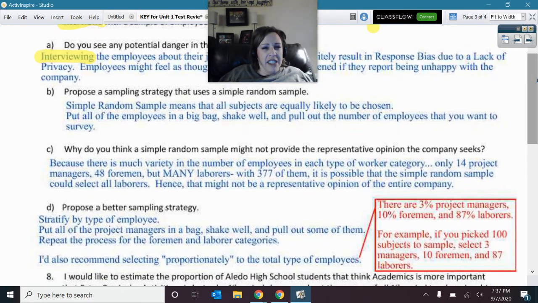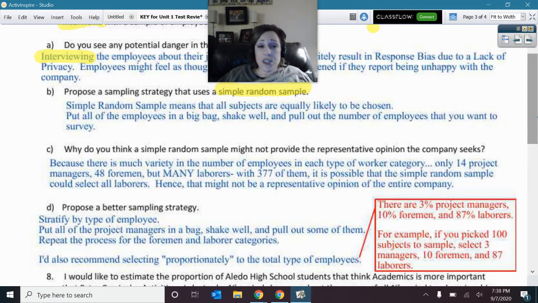All right, the sampling strategy. Oh, wait, propose one that would represent a simple random sample. Okay, so simple random sample, everybody's equally likely. That's where you would put all of the employees in a bag, shake well, and then pull out however many employees you wanted to sample.